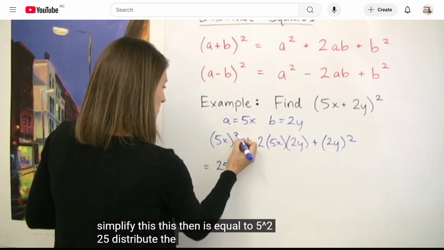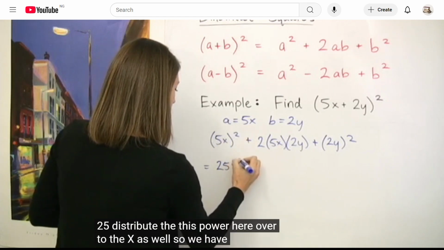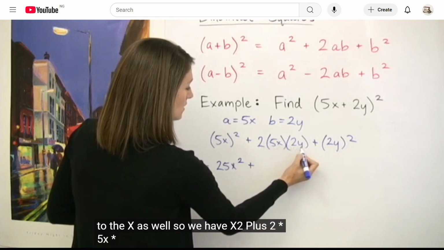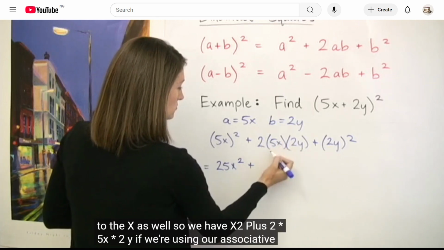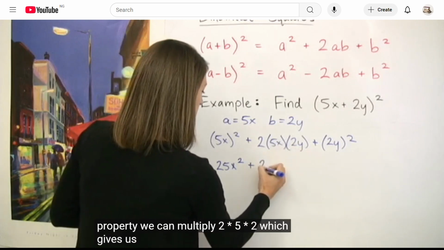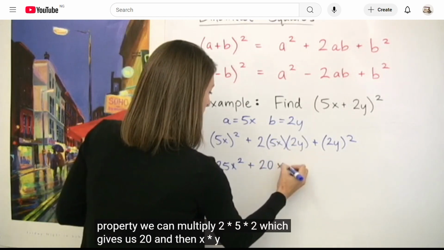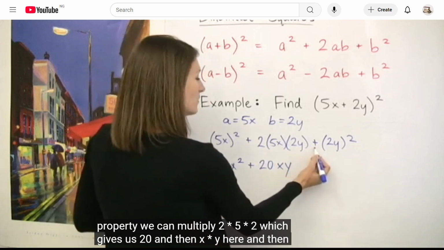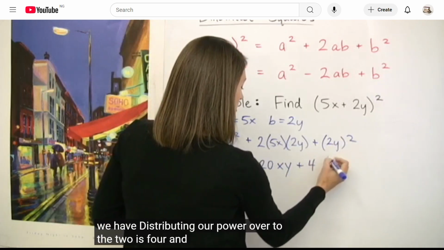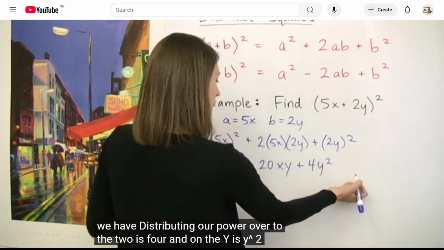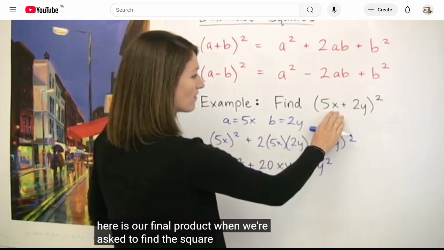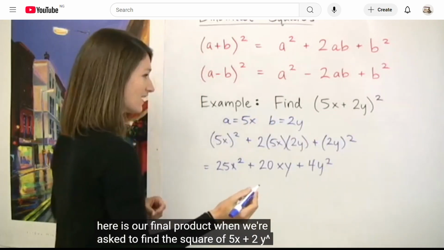Distribute this power here over to the x as well, so we have x squared, plus 2 times 5x times 2y. If we're using our associative property, we can multiply 2 times 5 times 2, which gives us 20, and then x times y here. And then we have, distributing our power over to the 2 is 4, and on the y is y squared. So here is our final product when we're asked to find the square of 5x plus 2y.